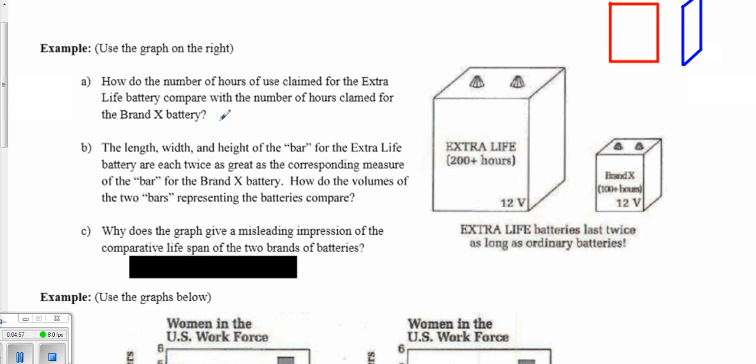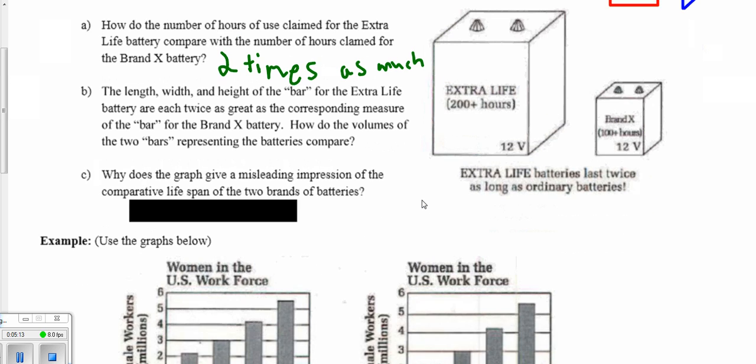Well, the Extra Life would be 2 times as much. We're just going to say 2 times as much. It's doubled in a sense. 200 is double of 100.